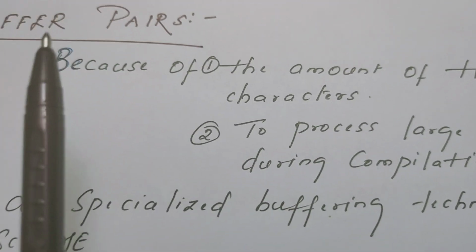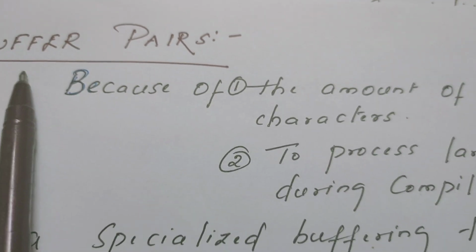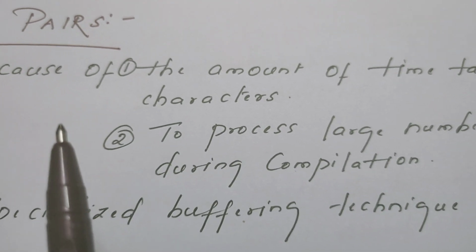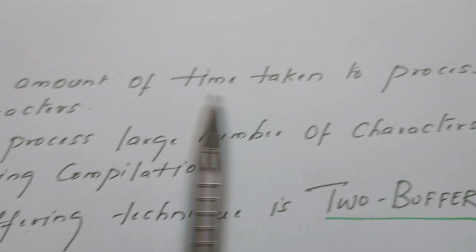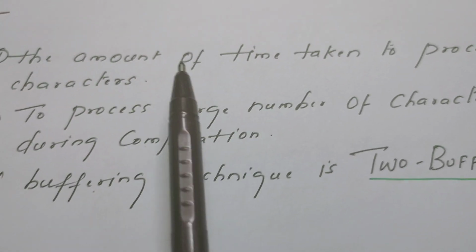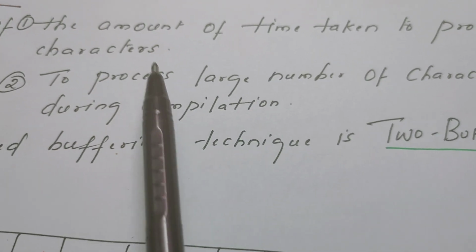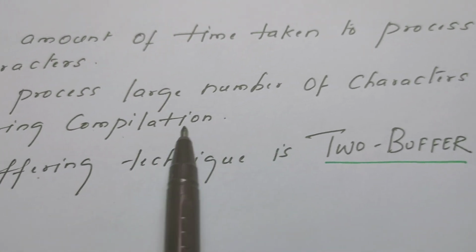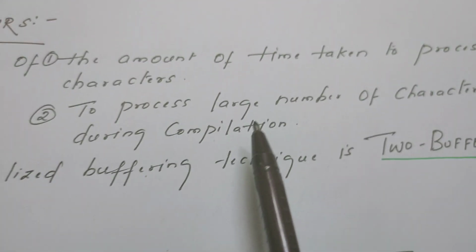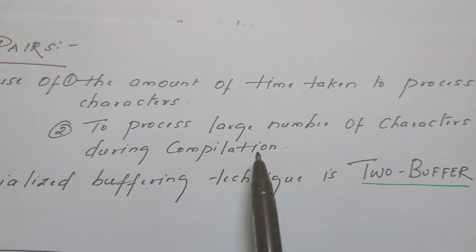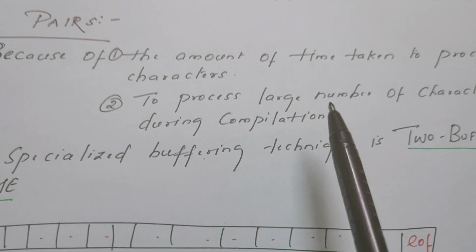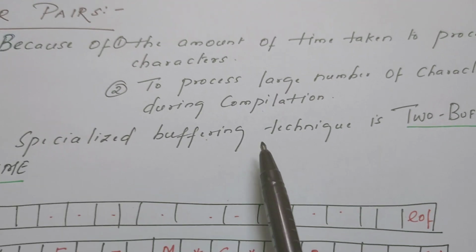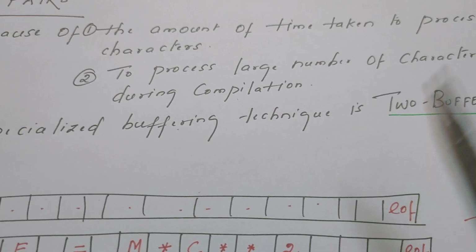Right, now we understand what this two buffer scheme is. The two buffer scheme means there are two buffer pairs. Why do we need these two buffers? Once again, we recollect the reasons. The amount of time taken to process the characters is one reason. Another reason is to process a large number of characters during compilation. And of course, the known reason is that the lexical analyzer always looks one or more characters ahead. Because of all these reasons, we go for a specialized buffering technique, the two buffer scheme.